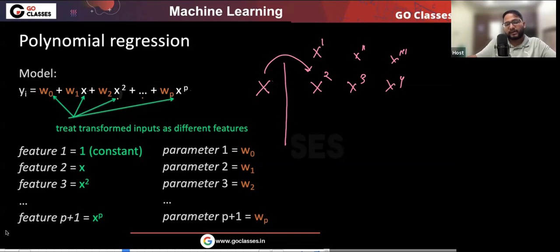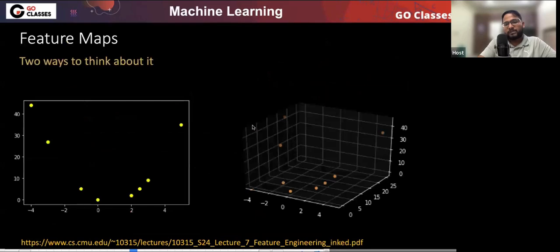Yes, we are generating new features. That's what we have been discussing previously also, that we can have any kind of features. You call them feature one, feature two, feature three, like this, and then these are your parameters. So do you think there is any difficulty in fitting this kind of linear model using linear regression? No, right? So you can fit it. Now we will see something.